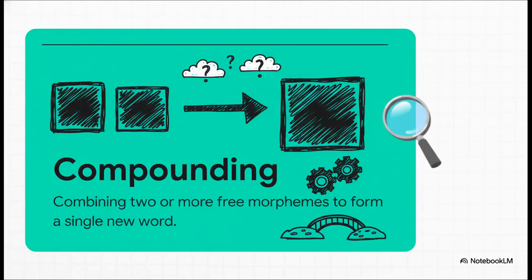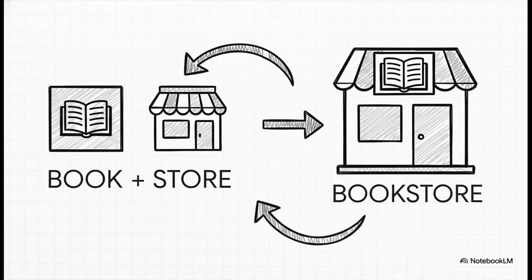First up, we've got a classic, compounding. This is probably the most straightforward method we have. You just take 2 whole words and smush them together to make a new one. Just like this, you take book, you take store, and bam, you've got bookstore. It's simple, it's elegant, and it's everywhere. Just think about words like sunglasses or firefly.